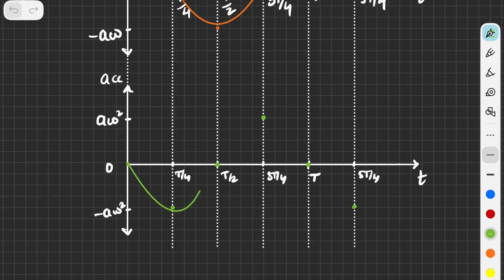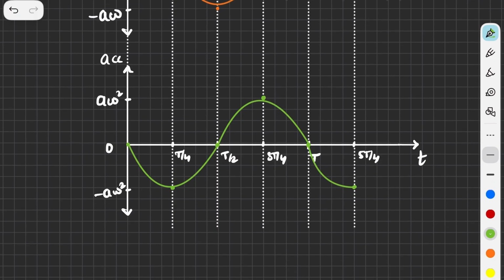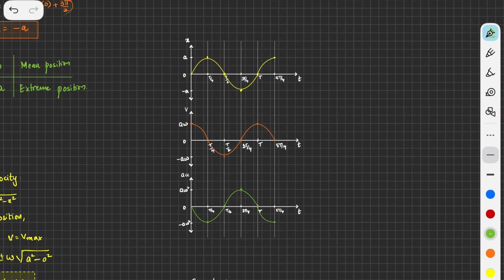Okay, just a minute. It would look something like this. Then it would work like this. Okay, just a minute. And then it works like this. So this is the displacement, velocity and acceleration graph.